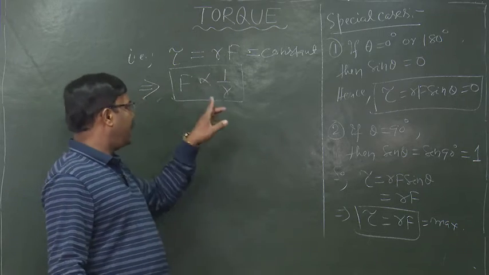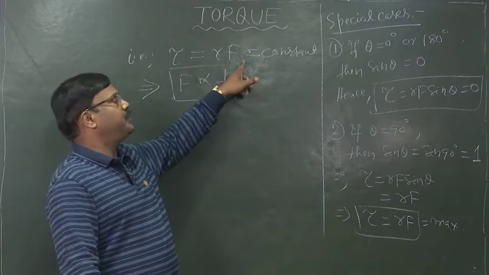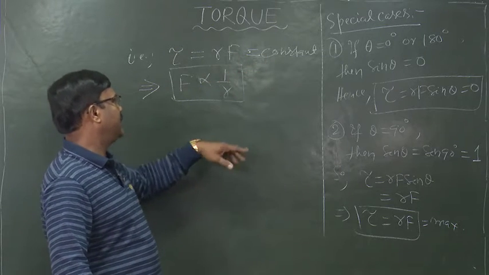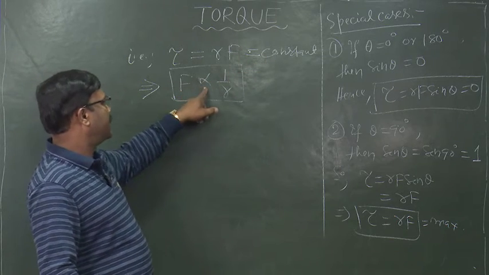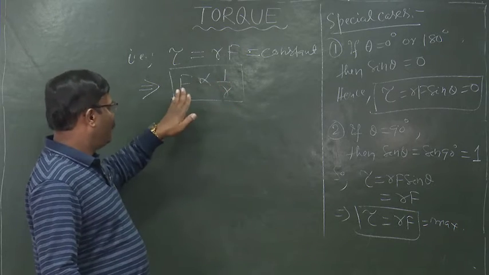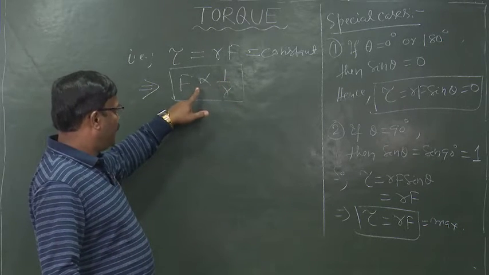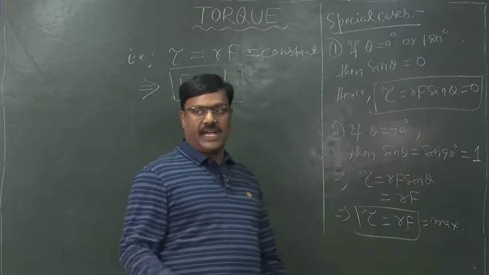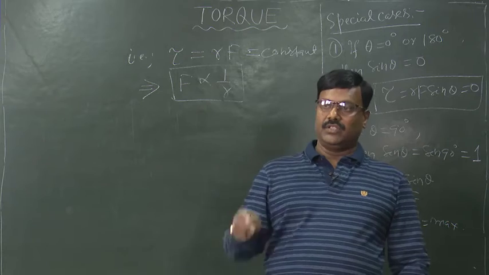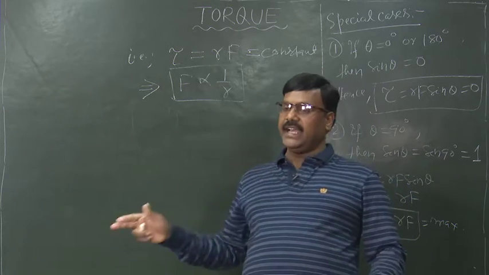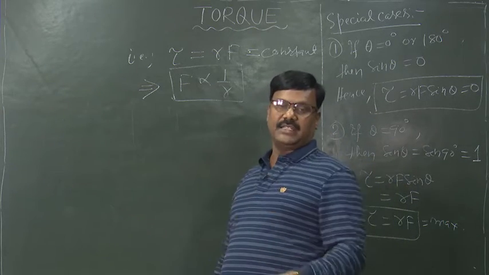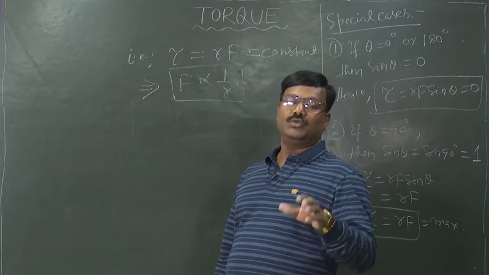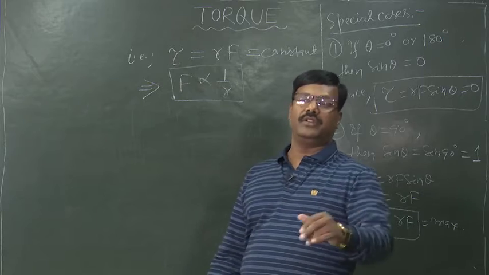Now, as torque is independent of the position about which the moment is taken, hence Rf is equal to a constant, and hence F is proportional to 1 by R. We can conclude that with the increase in R, force decreases. As we give the force to the door at the edge, its distance becomes maximum, and hence less force is applied to open the door or to close the door.